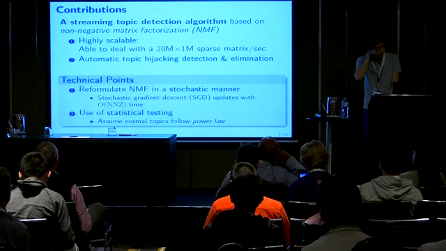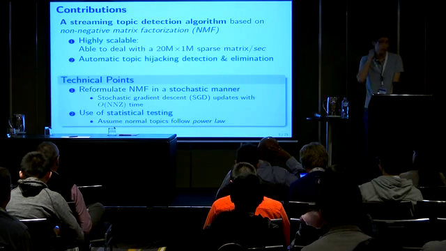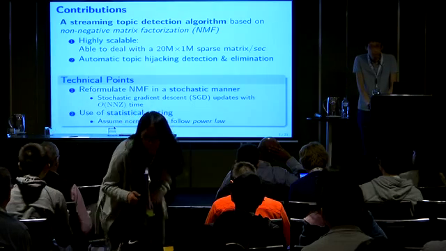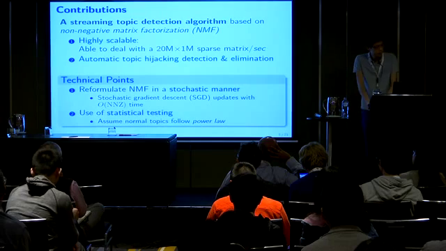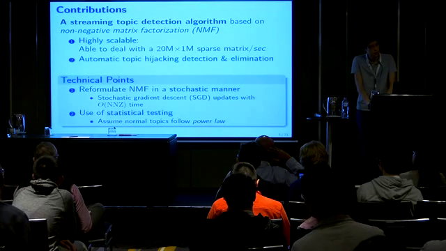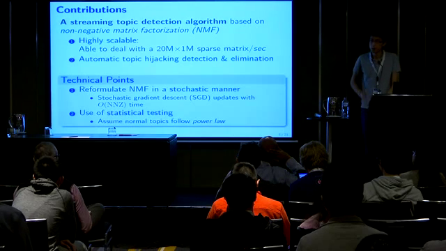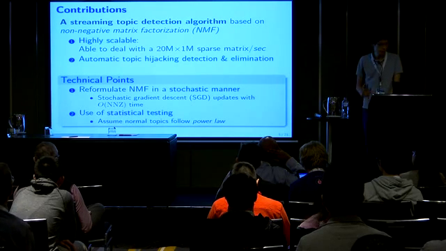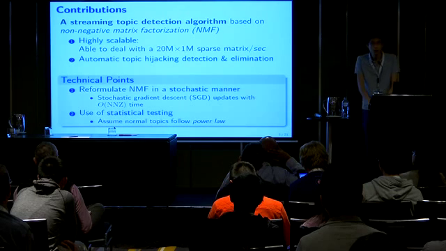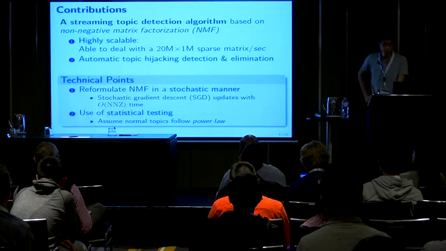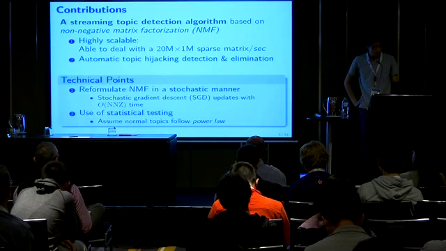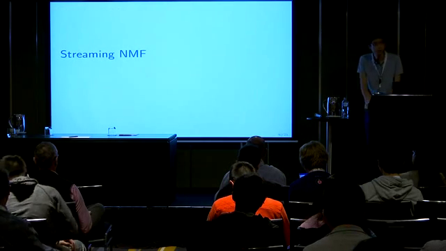I'd also like to highlight the technical viewpoints of these two characteristics. To achieve the first contribution, we reformulate NMF in a stochastic manner, which means we can use a stochastic gradient descent method, which is fast. It is possible to process the data in linear time with the number of non-zero elements of the input matrix. For the second contribution, we use the technique of statistical testing, which enables us to detect such topic hijacking in an objective way. Okay, so first, I'd like to talk about the streaming algorithm.